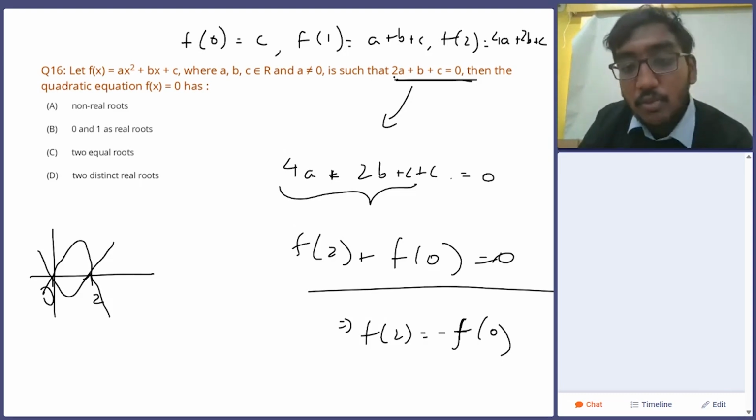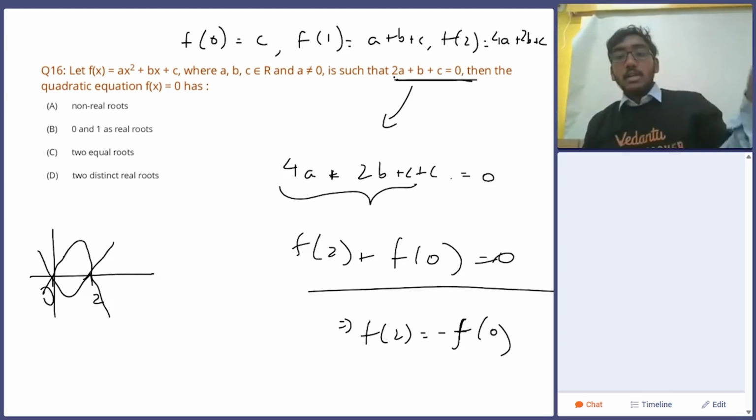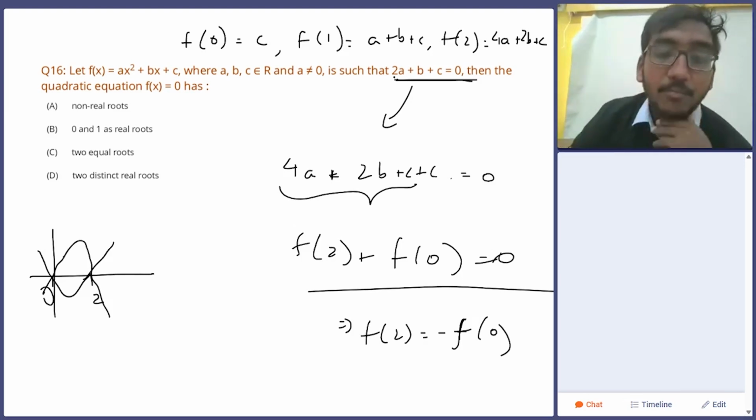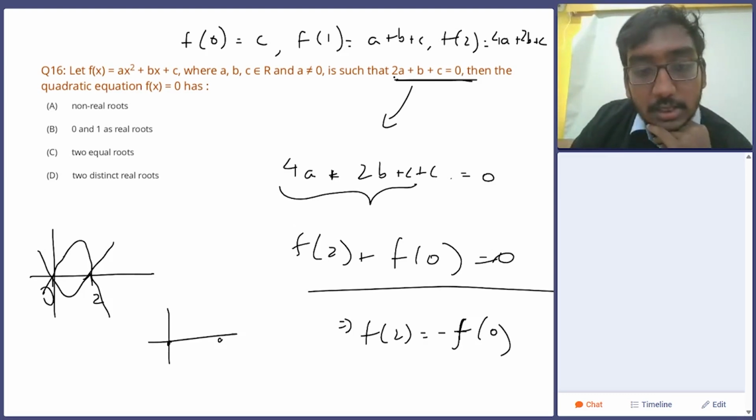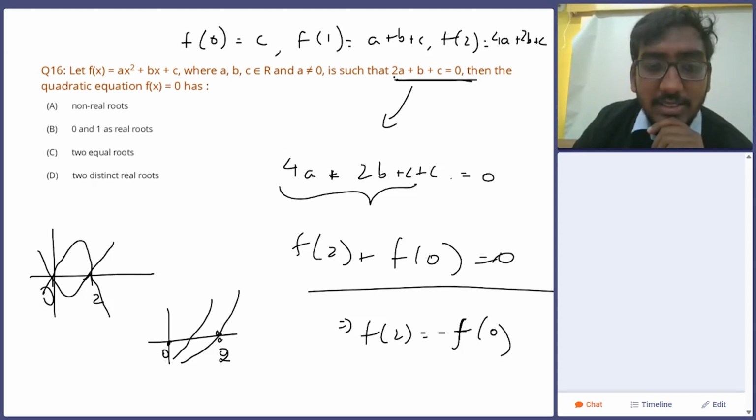That means we can clearly say that f of 2 and f of 0 are in opposite polarity, right? The sign will be opposite. If f of 2 is positive, f of 0 will be negative. If f of 0 is positive, f of 2 will be negative, right? So for this condition also, at 0 and 2, if this is positive, this will be negative. That means it is passing like this, or like this, or like this. Anyway, it can pass, right? So obviously, the complete parabola should look like this, okay?